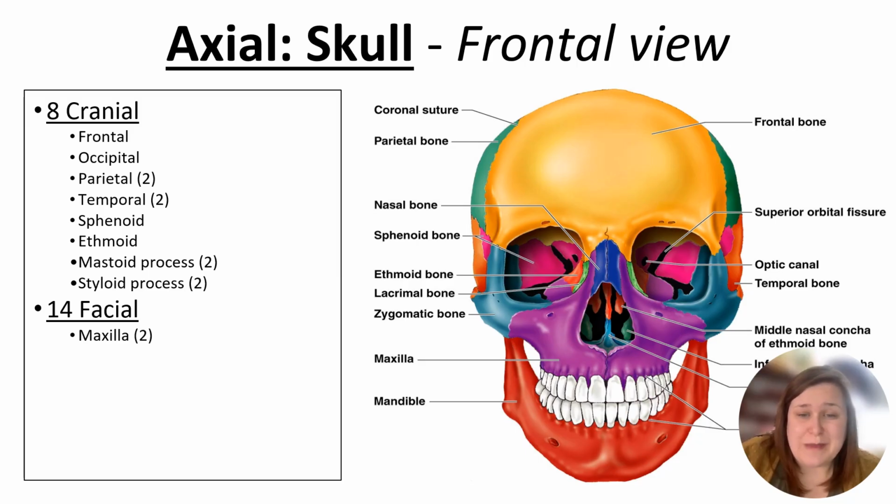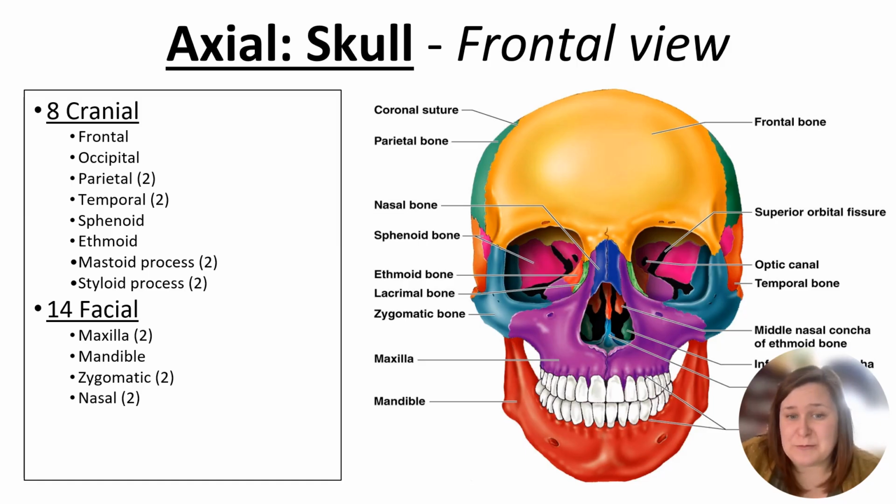So we will have 2 maxilla. These are going to be our maxilla right here that are going to make up the upper portion of our jaw. We will have a mandible, which is going to make up the lower portion of the jaw. And we're going to have 2 zygomatic bones. These are our cheekbones, our zygomatic bones right here. We will also have 2 nasal bones right here.